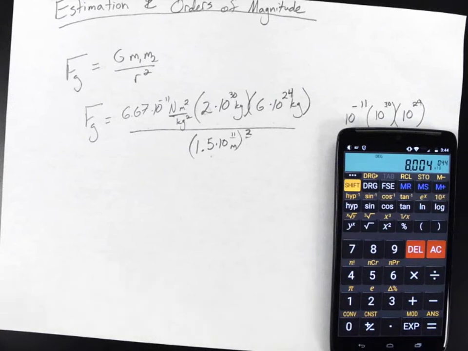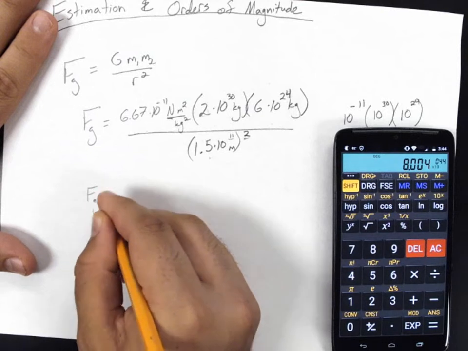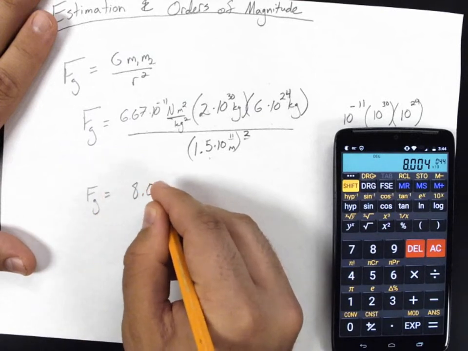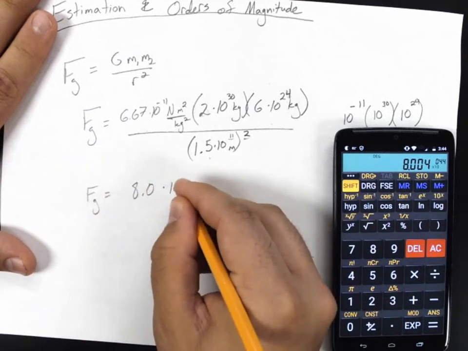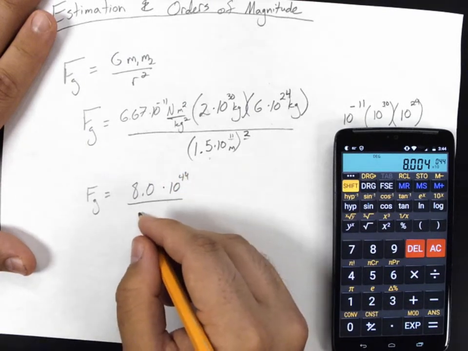Okay, so that's going to be the top. I'm going to write the top down just in case I mess it up later on. Let's do 8.0 times 10 to the 44, all over what's going to be on the bottom.